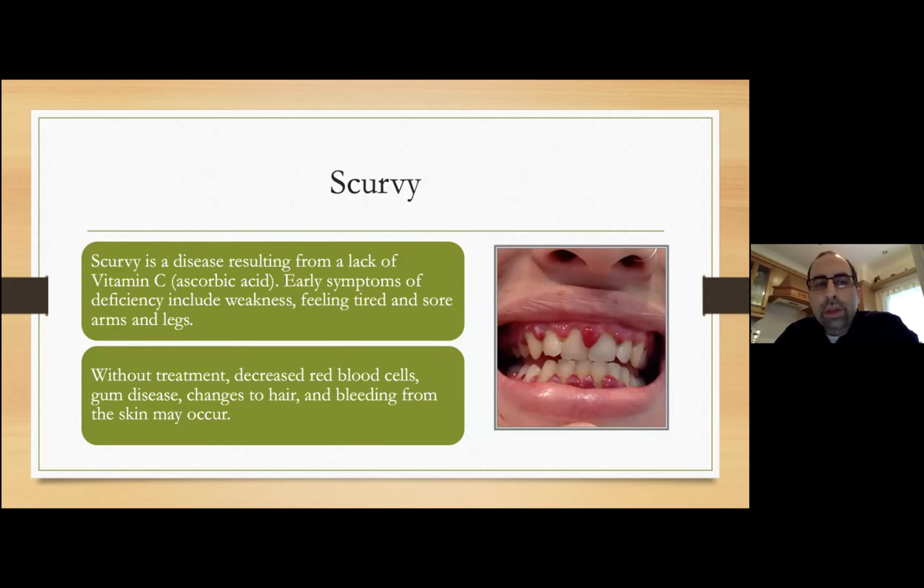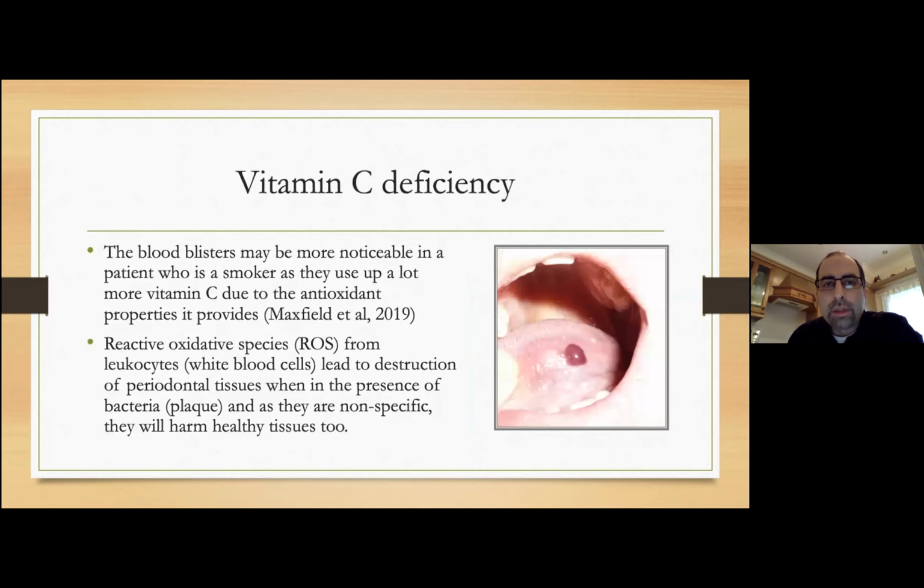Okay, so it's a disease due to a lack of vitamin C, ascorbic acid. Other than oral manifestations of the disease, the person can feel very weak, very tired, and they can feel like their arms and legs are very sore. Without treatment, their red blood vessels will decrease, and they will develop gum disease, and they can get changes in their hair, and they can get bleeding from their skin as well, again due to the blood vessels not forming as they should due to lack of vitamin C. So vitamin C is a very important nutrient we all need.